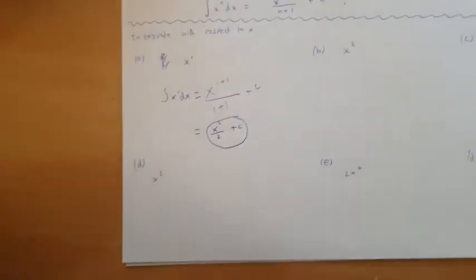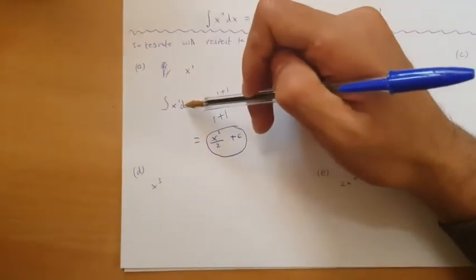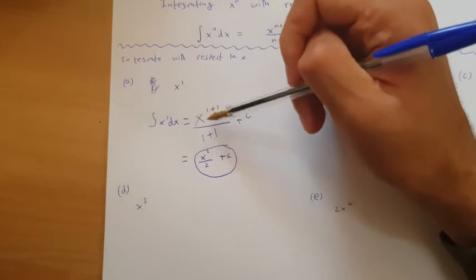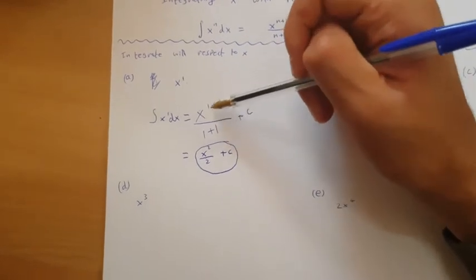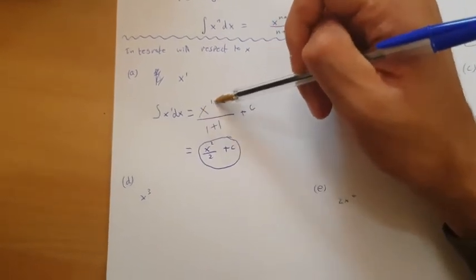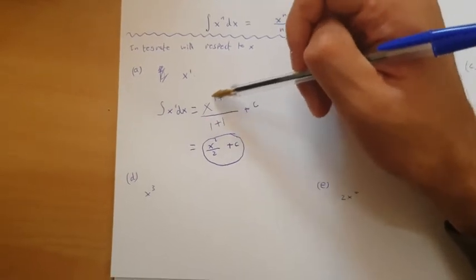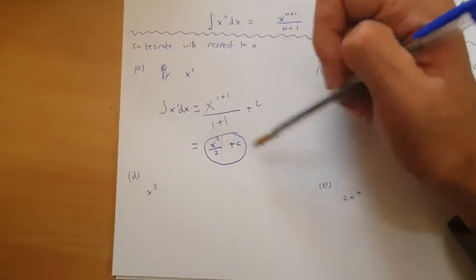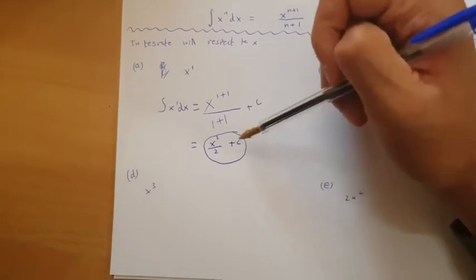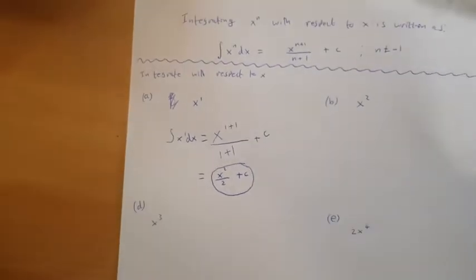So just always remember that that part there is your n, and you do n plus 1, you raise x to the power of n plus 1, and then whatever's over there, you're just putting it down there, and then plus c. Always put plus c, that's your constant of integration.